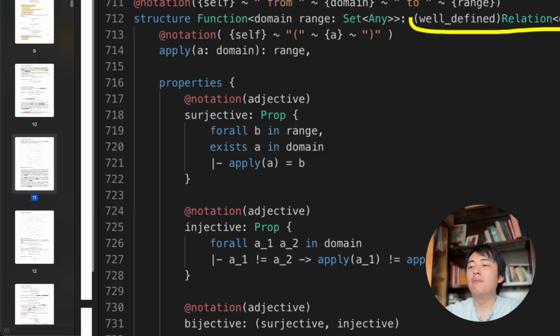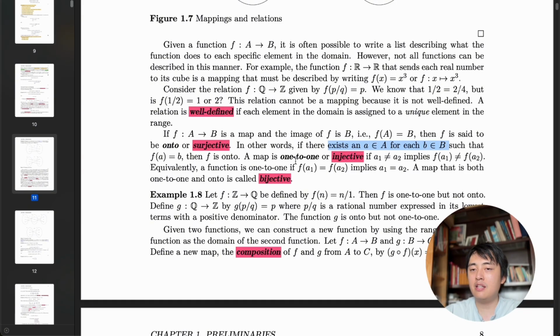If you look at the Turing syntax, it says that for all B in the range, there exists an A in the domain such that when you plug in A, we'll get B. So for every B there exists an A. This makes sense. And next we have injectivity.